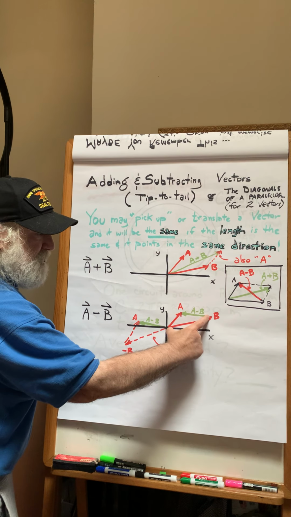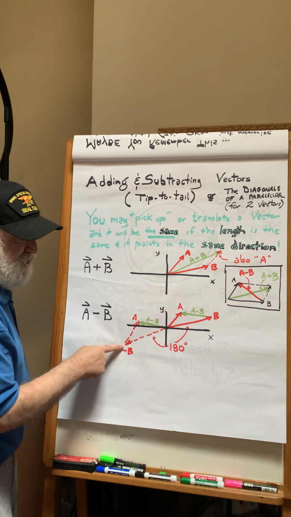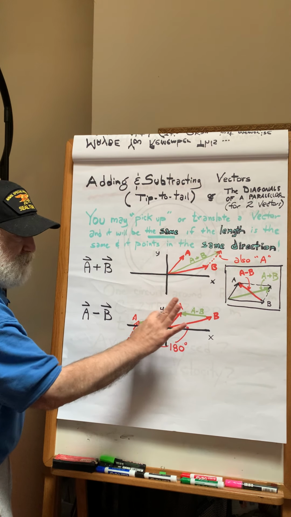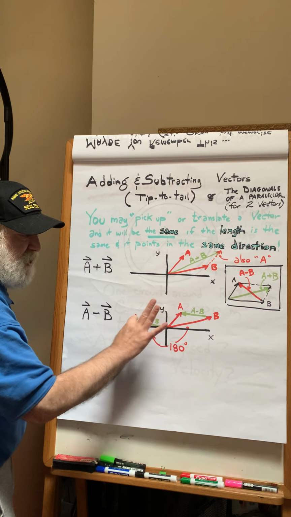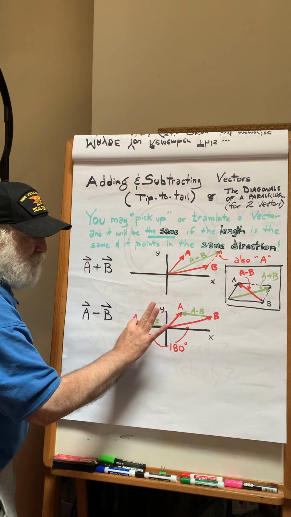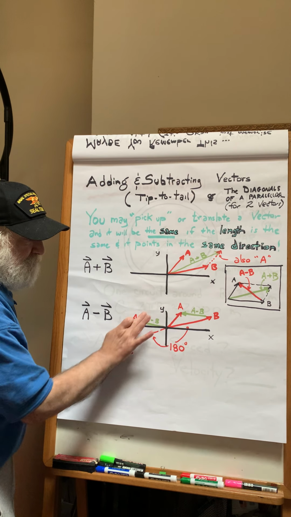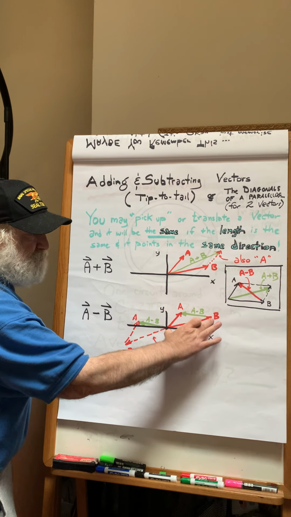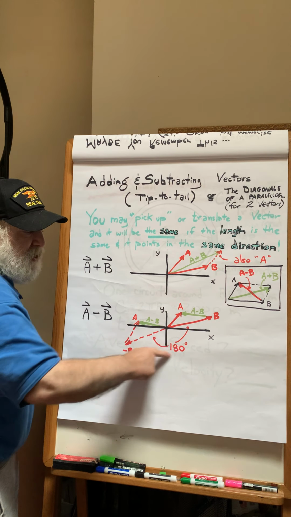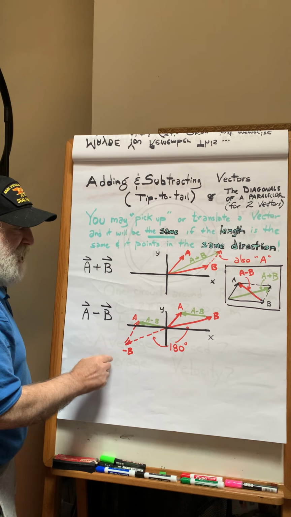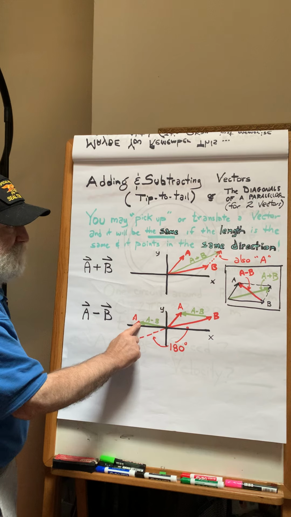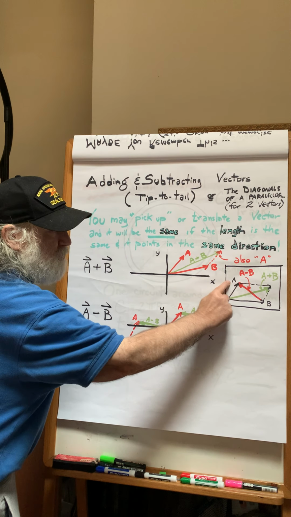See, here's B. Behind it, 180 degrees, is negative B. And if you add A, you can pick up a vector and move it as long as you don't change its length and you don't change its direction. They both point this way, they're parallel. And so A is over here as well as here. Here's B, so here's negative B, 180 degrees behind it. When I add A and negative B, I get this vector here, which is this one here.